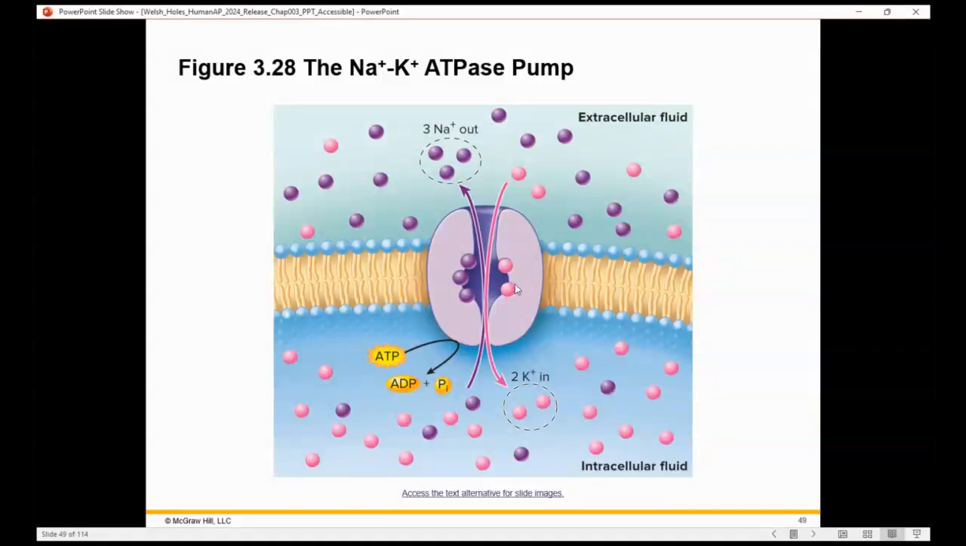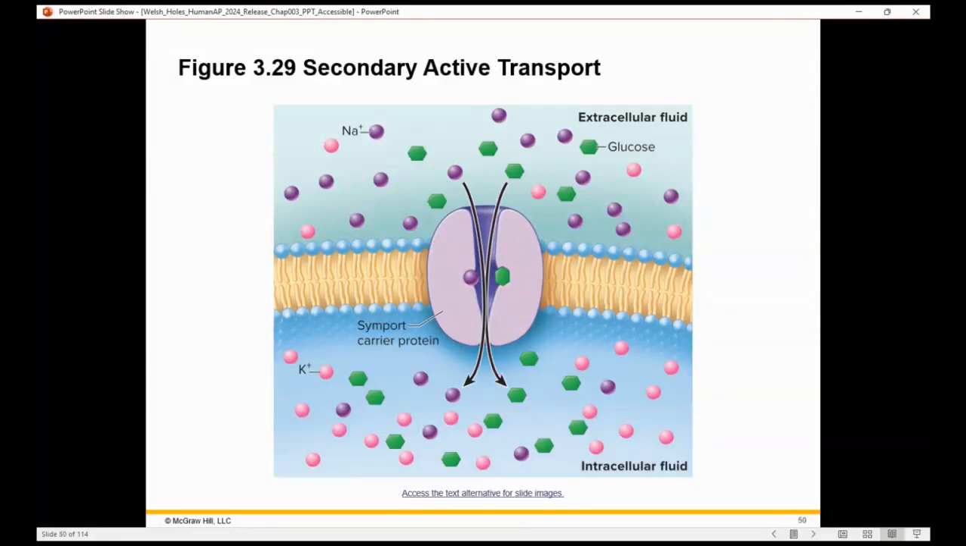Okay, in this example, we have the sodium-potassium pump. It pushes out so much sodium as it brings in so much potassium. Okay, and later on in this class, we'll find out why the sodium-potassium pump is so important in establishing certain gradients, such as in the nervous system. Okay, this shows secondary active transport, where another molecule is moved at the same time as one other one.